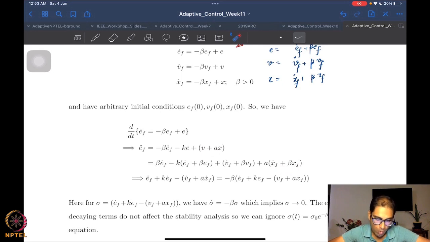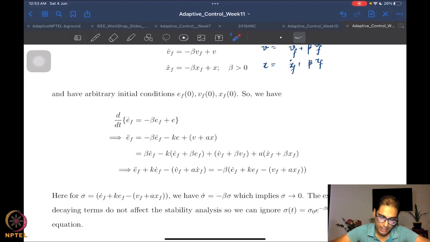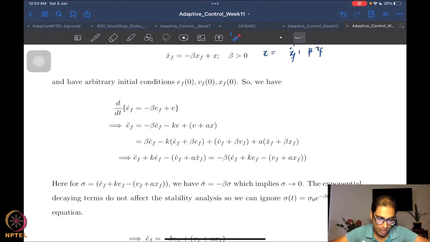All right. Then what I do is I take the higher derivatives on one side. So EF double dot was already on the left hand side, EF dot was already on the left hand side, and then the VF dot plus AXF dot is taken here, right? And then KEF dot is also taken here. To put it simply, all the beta containing terms are kept on the right hand side, and all the rest of the terms are brought to the left hand side. So all the terms on the right hand side are scaled by beta, which is EF dot from here, KEF from here, VF from here, and AXF from here.